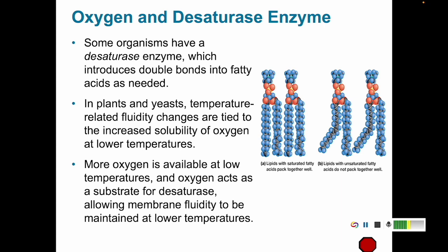In plants and yeast, there are temperature-related fluidity changes that are tied to the increased solubility of oxygen at lower temperatures. There's more oxygen available at the lower temperatures, and oxygen is a substrate for desaturase. So that allows these membranes to become desaturated, allowing for that fluidity of the membrane to be maintained at lower temperatures. Okay, that's it for our discussion of our lipids.